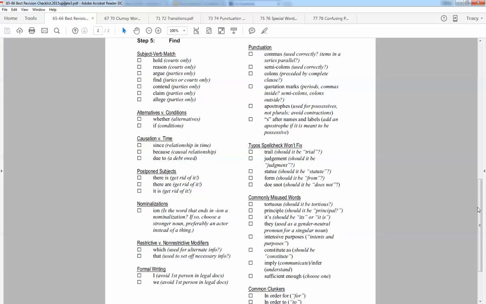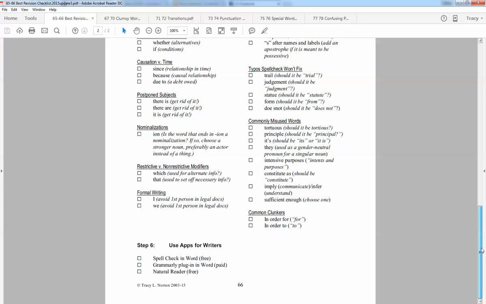And so the revision checklist as a whole gives you a strategy for going through the document, but this step in particular gives you a way of searching for those things that you might not catch in a proofread through. And so they're going to catch some passive voice for you. They're going to catch some misuse of words like which and that and whether and if. They're going to give you a chance to evaluate whether you've used the punctuation correctly, whether you've got some typos that spell check may not catch, whether you've got some commonly misused words, and then finally some common clunkers. So this just gives you a targeted way to check for the things that are harder to find if you read them in context, reading the document from start to finish.